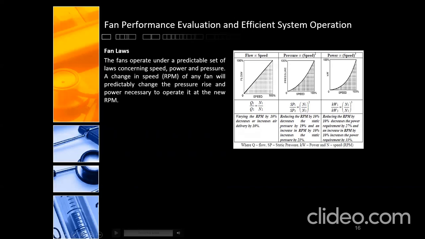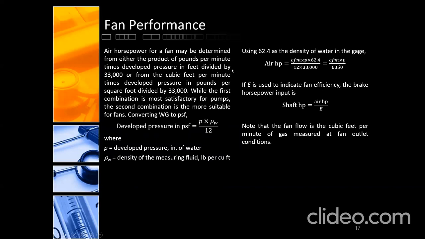Fan performance. Air power for a fan may be determined from either the product of pounds per minute times the fan pressure in feet divided by 33,000. Hindi yan constant na. Constant yan, pero may derive yan, 550 times 60. Okay. Or from cubic feet per minute times the fan pressure in pounds per square foot divided by 33,000. Okay. While the first combination is most satisfactory for pumps kasi gallons, pounds per minute.